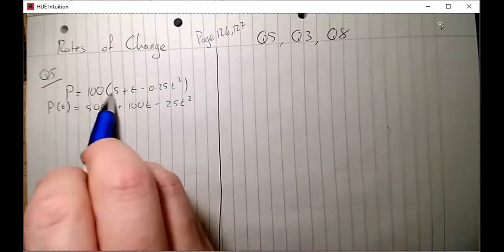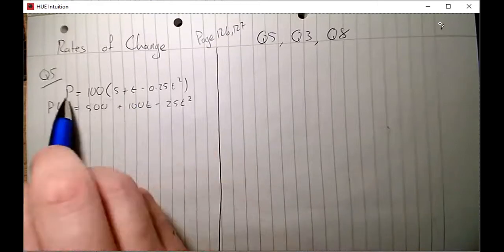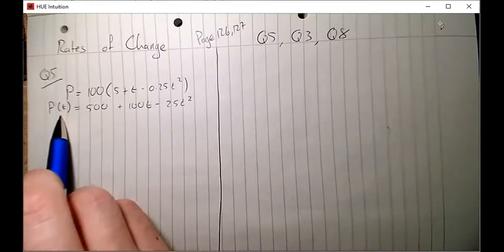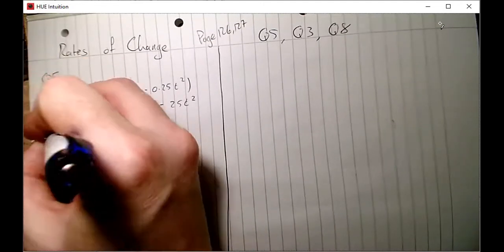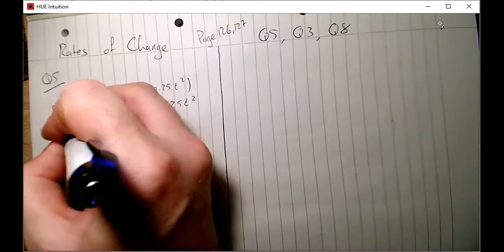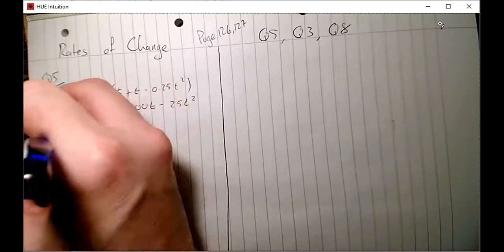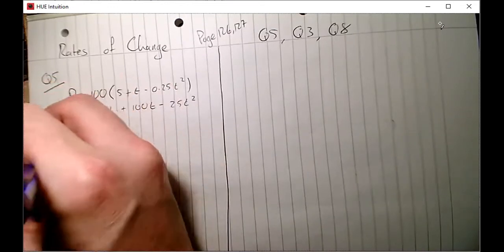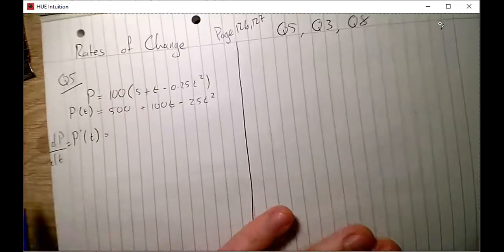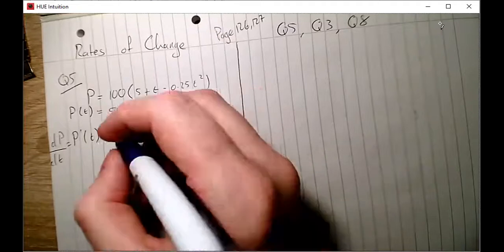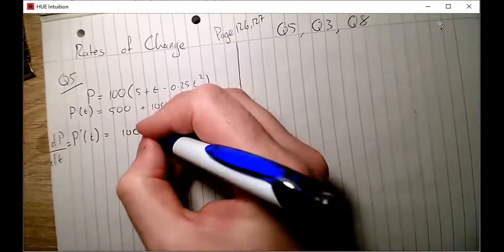So here's our population function in terms of time, or population as a function of time. I've just multiplied out brackets there. It makes it a bit easier. Rate of change, so we know is dy/dx, or the derivative, or P prime of t, or dP/dt. Those are different notations saying the same thing. And it's going to be 100 minus 50t.